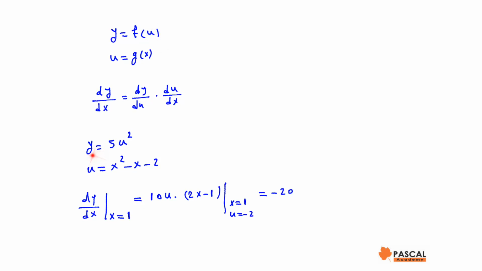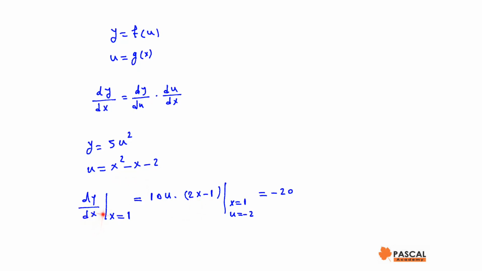Let's find the derivative of a function that's defined as y equals 5u squared and u equals x squared minus x minus 2, with respect to x, the derivative of y with respect to x when x is 1. By chain rule, dy dx is dy du times du dx. dy du is 10u, du dx is 2x minus 1.